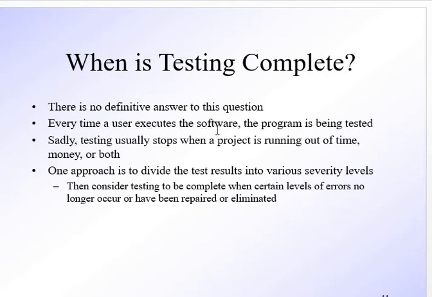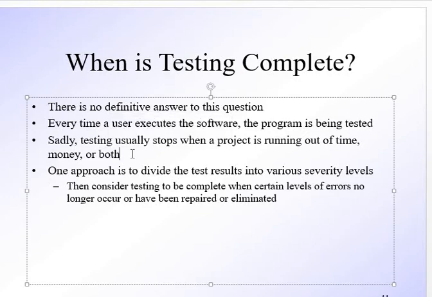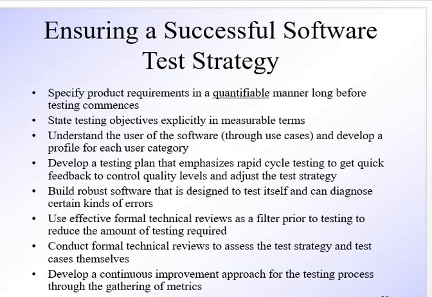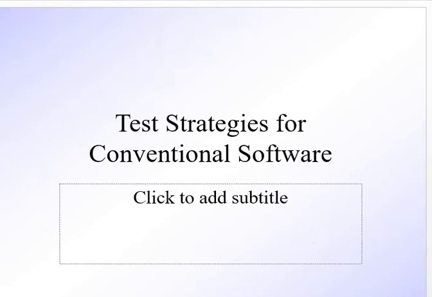Every time a user executes the software, the program is being tested. Sadly, the testing usually stops when the project is running out of time, money, or both. So when the project is stopped and not working, we can say the testing is stopped, right? Then one approach is to divide the test results into various security levels. Now, ensuring a successful software: the test strategies for conventional software.